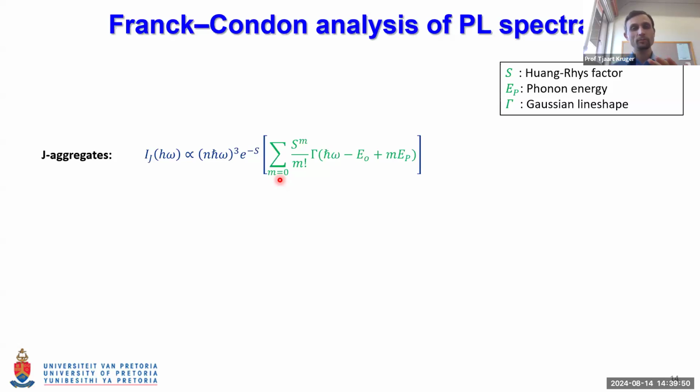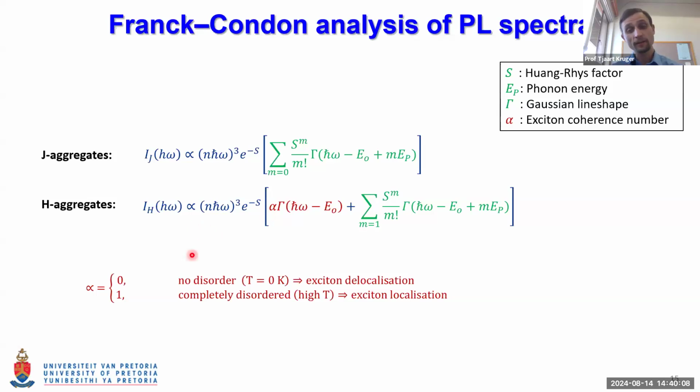Depending on how the experimental spectra look, how well they are resolved, one would then consider a number of bands that are included. Gamma here is a Gaussian line shape, just to take into account the line broadening. So this is the case for the J aggregates.